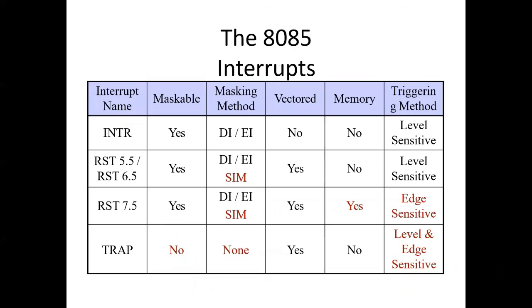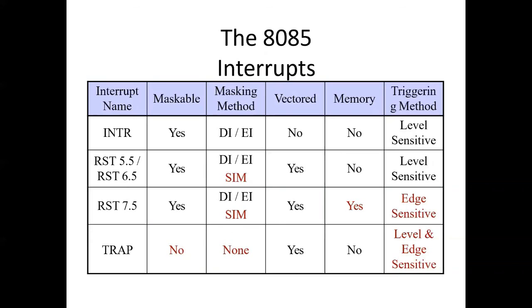The 8085 interrupts. So these are the interrupt names. They are maskable or not maskable. Their masking methods. They are vectored or not. Memory used or not. Triggering method. So INTR is maskable and it can be masked using DI and EI. It is non-vectored and uses no memory, and it is level sensitive triggered.